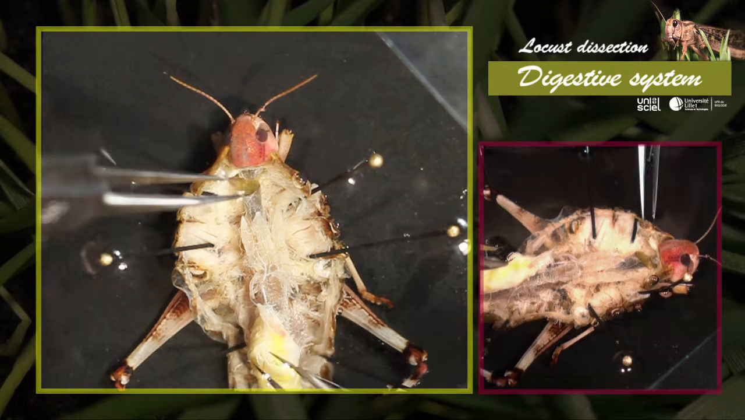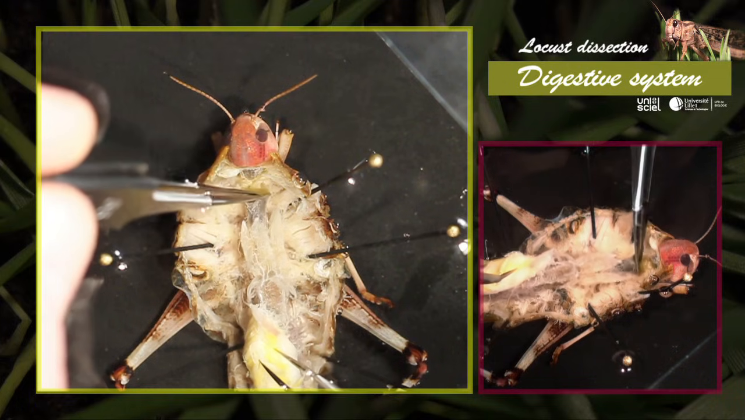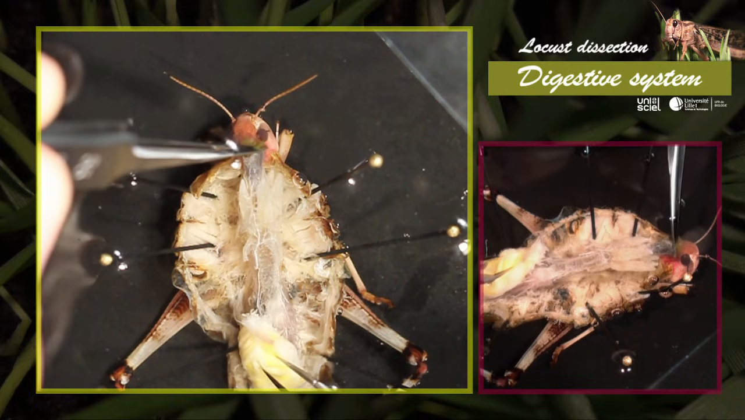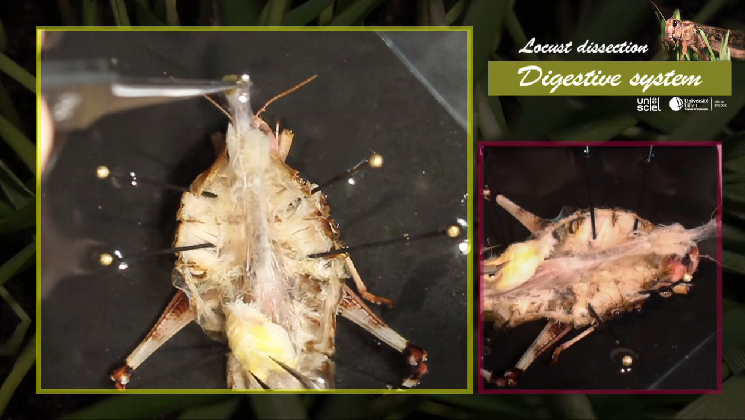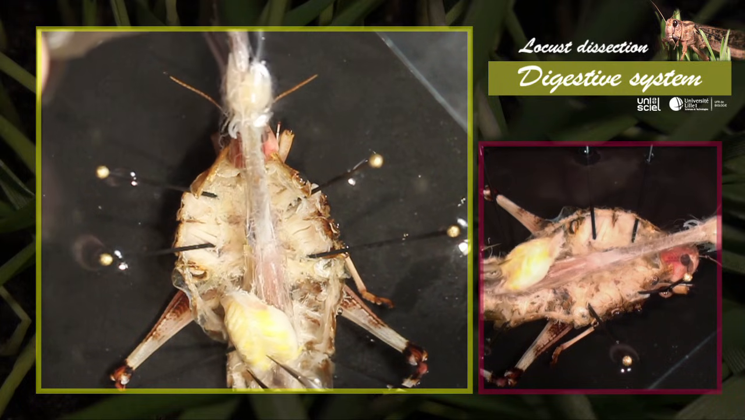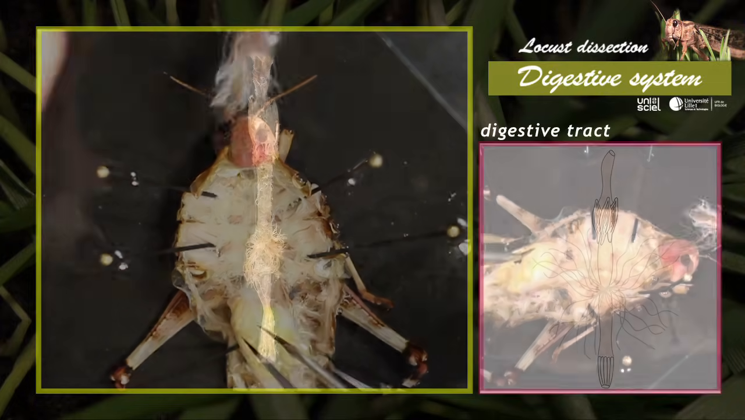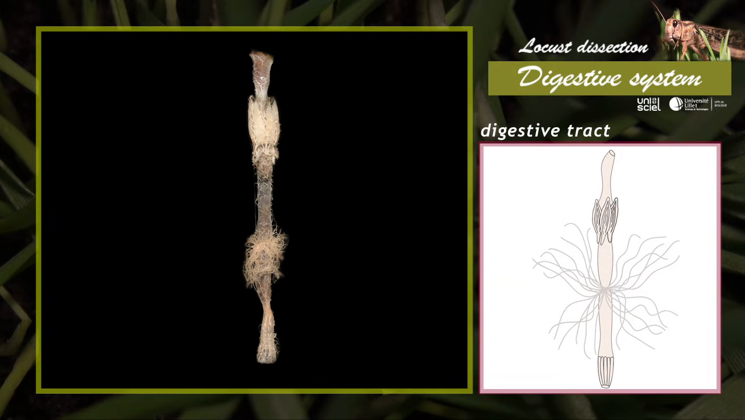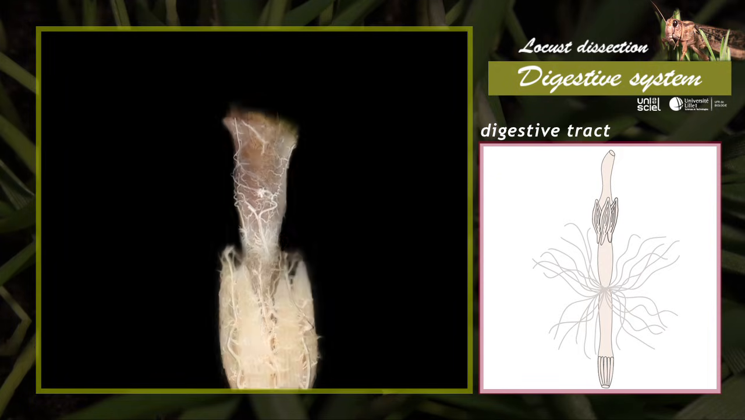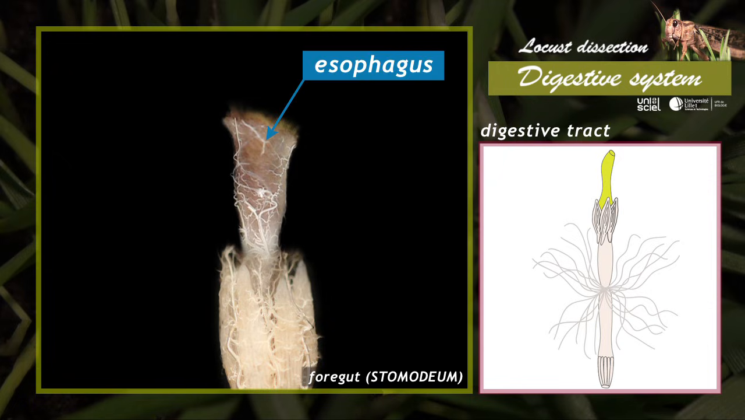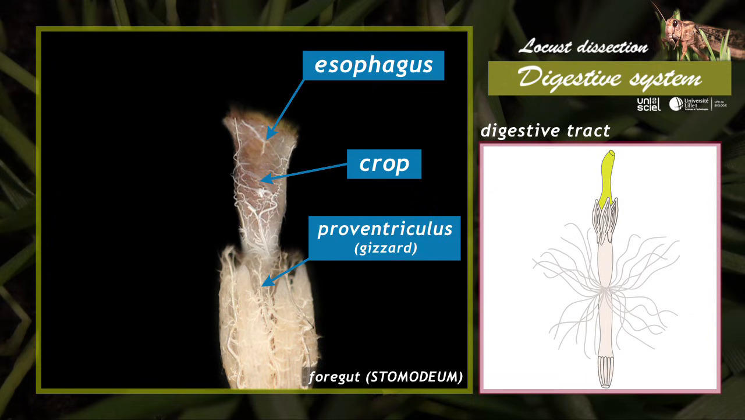To remove the digestive tract, pinch the esophagus and pull carefully upward by sliding it under the gonads that are maintained in place. Place the digestive tract in the water. The foregut, or stomodium, includes the mouth, the pharynx, the esophagus, the dilated crop, and the proventriculus, or gizzard.